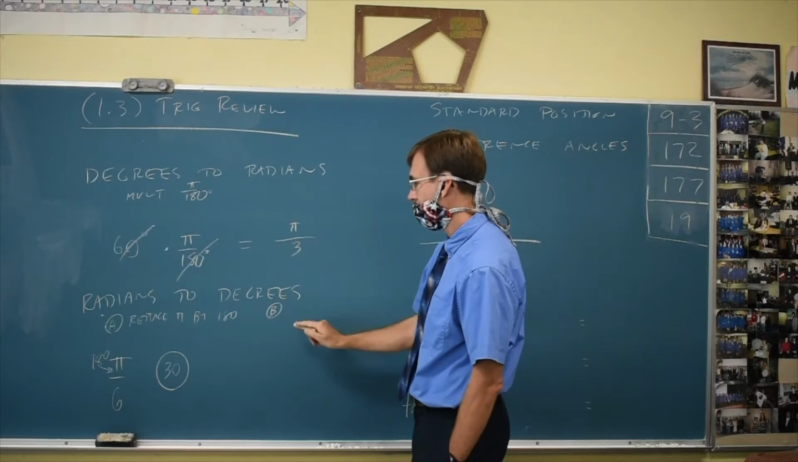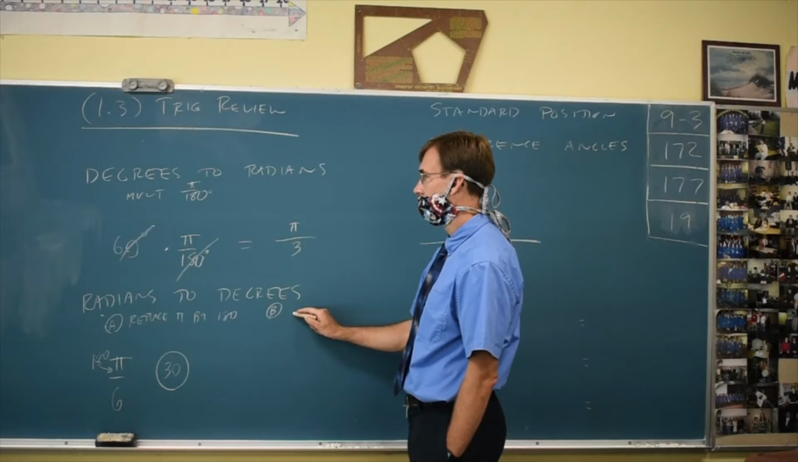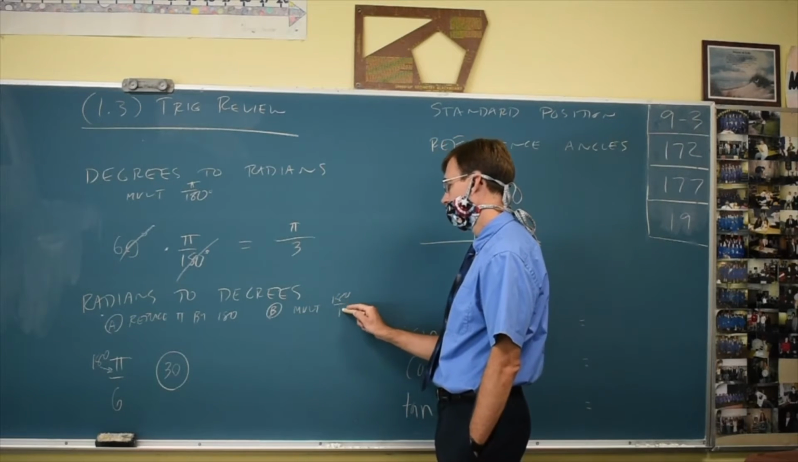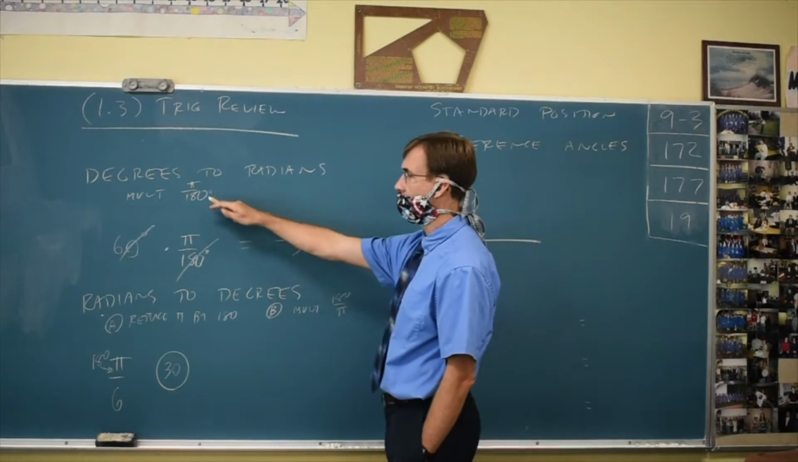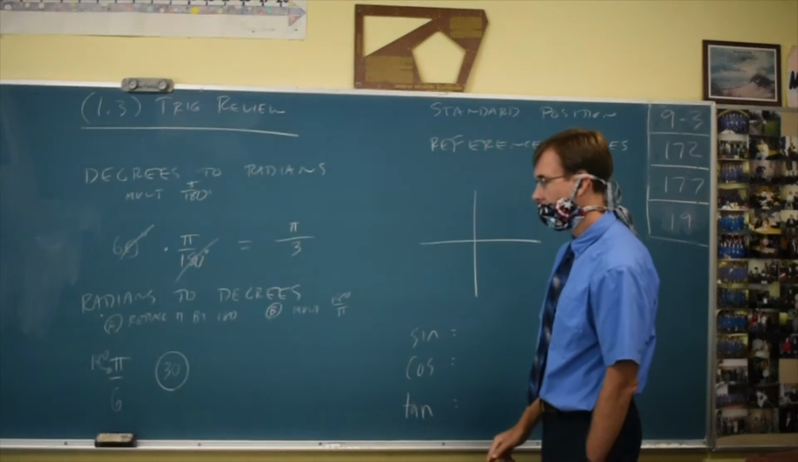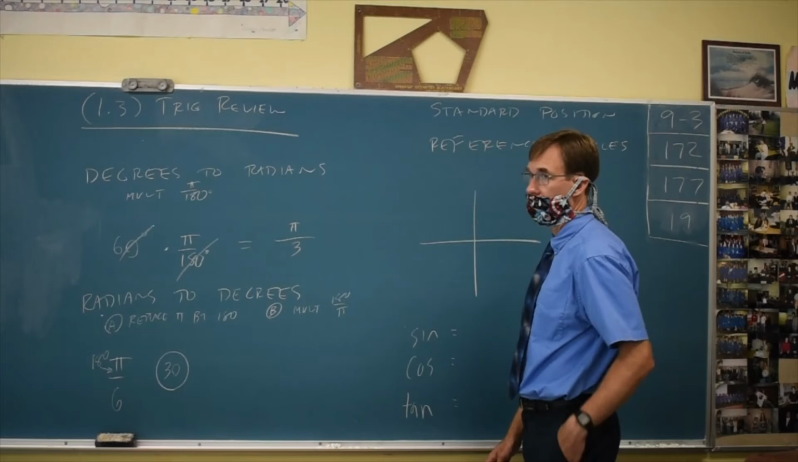How could we use that idea in rewind mode? We can multiply by 180 over pi. Because if you're multiplying moving forward, you could divide your way back. Dividing a fraction just involves a flip. So the homework will have a little bit of that in it. Question about those conversions.